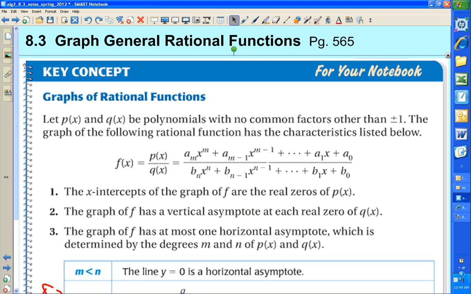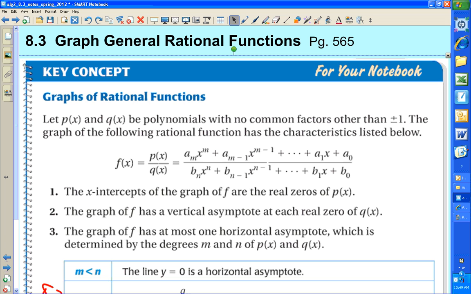The graph of the vertical asymptote, we already know how to find that. How do you find the vertical asymptotes? Set the bottom equal to 0 and solve. The difference now is you may end up with more than one vertical asymptote.